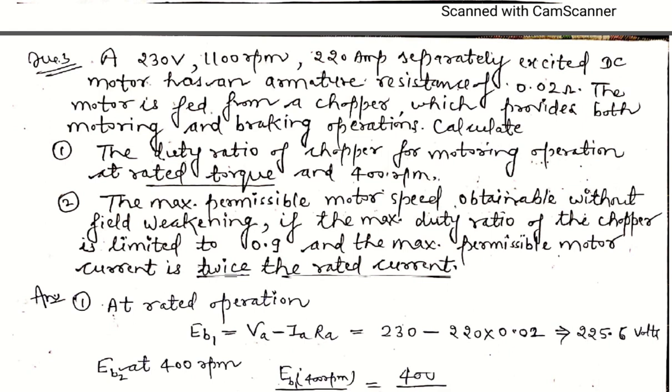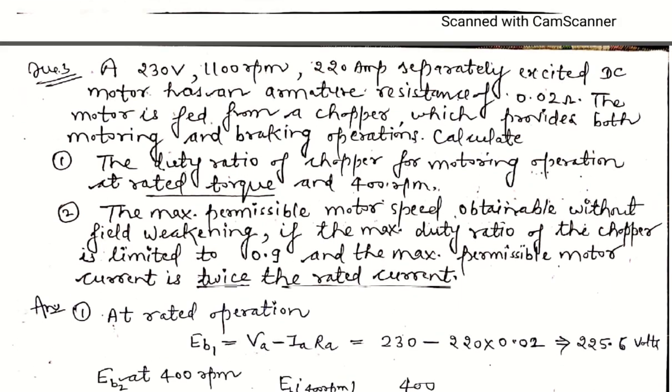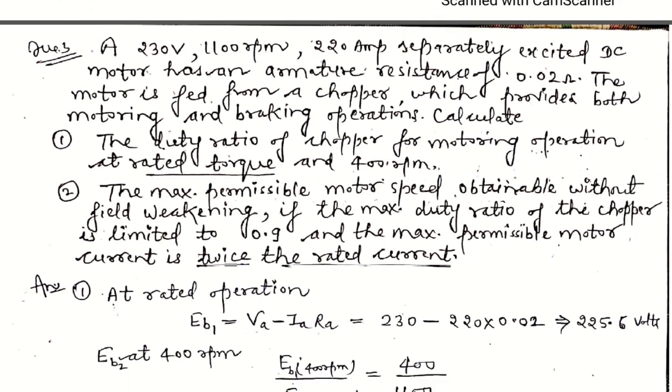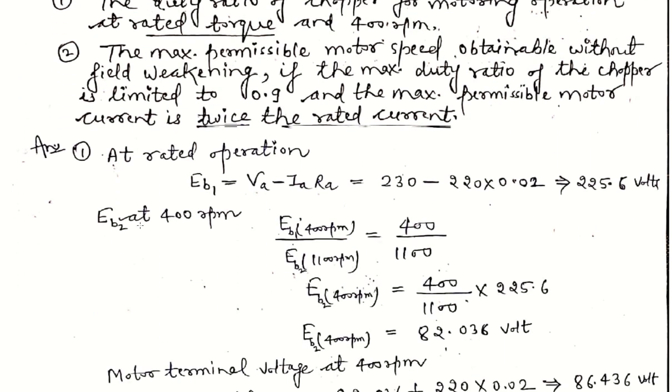So we have to find the duty ratio for motoring operation, part 1. In the motoring operation, first of all, from the given parameters we find the back EMF generated by the motor: Va minus IaRa. Va is given as 230 volt, Ia is 220 amperes, and Ra is 0.02 because it is a separately excited motor. The back EMF Eb1 is 225.6. Now, according to problem statement 1, we have to find the duty ratio at 400 RPM, so we find the back EMF corresponding to 400 RPM.